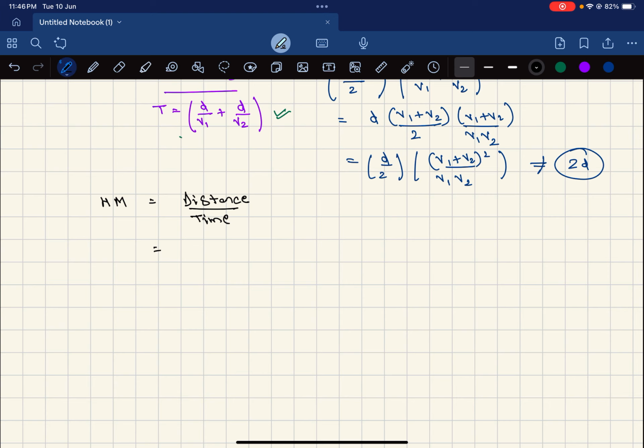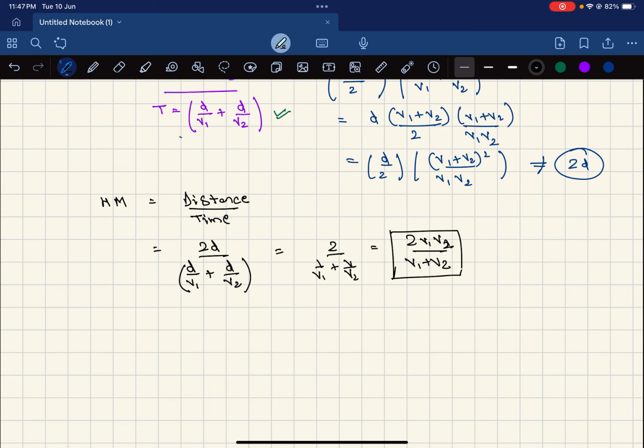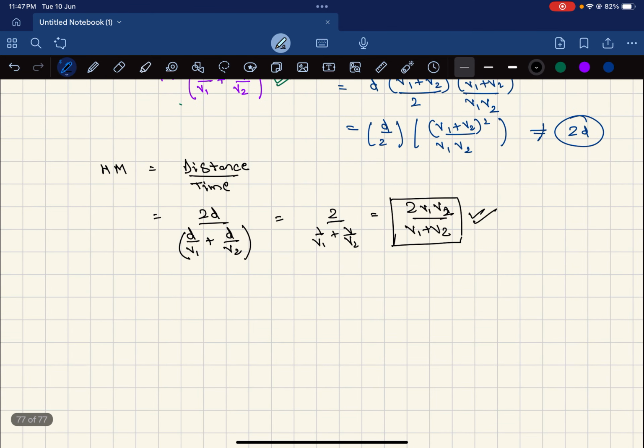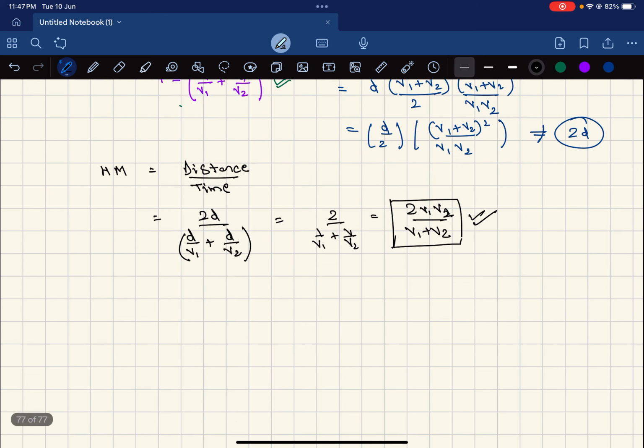Now since the total distance here is 2d, and the total time we already know is d upon v1 plus d upon v2, we can cancel out the d's here, and we are left with 2 upon (1 upon v1 plus 1 upon v2). This is 2 v1 v2 upon (v1 plus v2), and this is how we calculate the harmonic mean of any two values. So this is the true average speed for the whole journey, and we use the harmonic mean method to calculate the same.